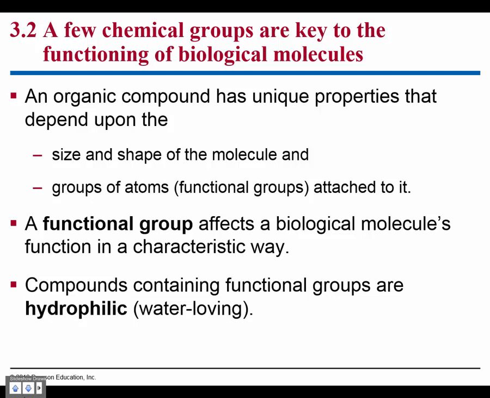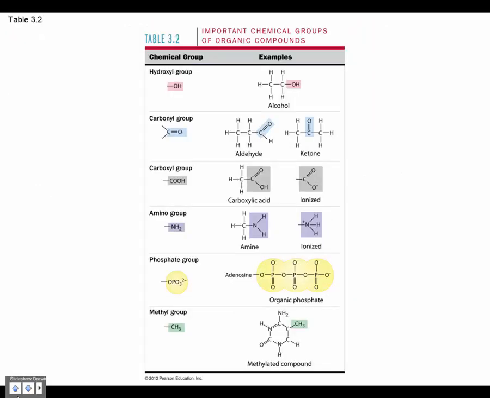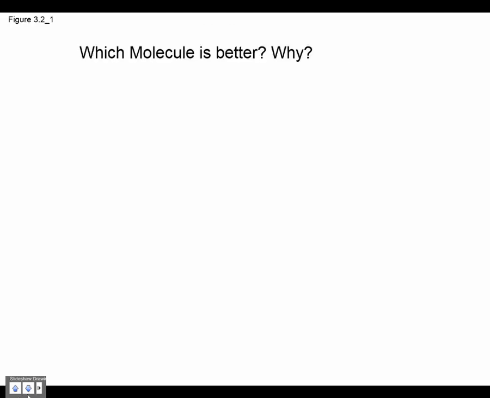When you get your carbon backbone, usually there's some sort of group attached to it somewhere, and we call that the functional group. That affects how it functions in a biological way. Compounds with functional groups are hydrophilic, hydro meaning water, love of water. So here's a couple of groups. You don't need to know all of these. Just understand that they are functional groups, and they will change how they react.